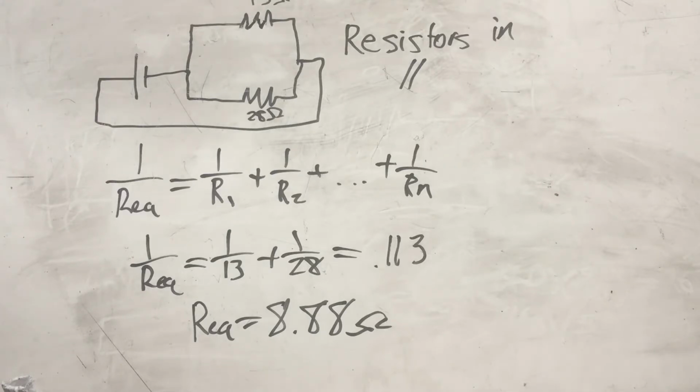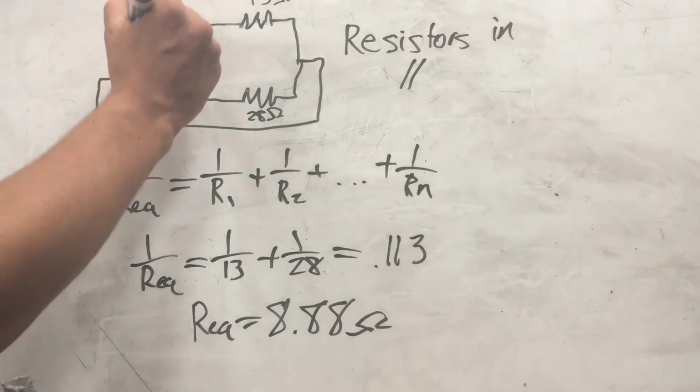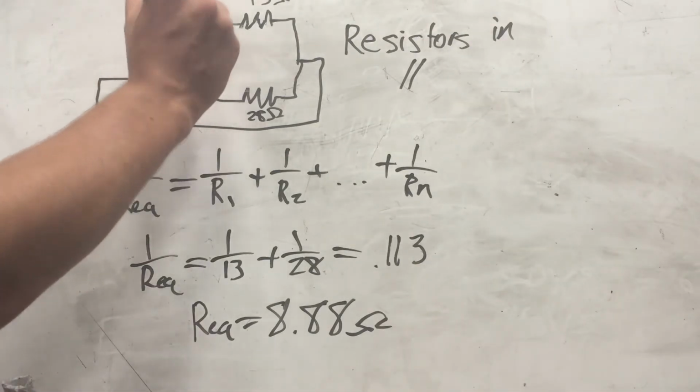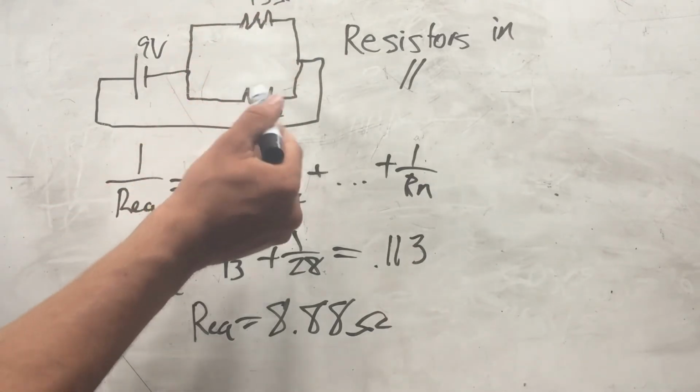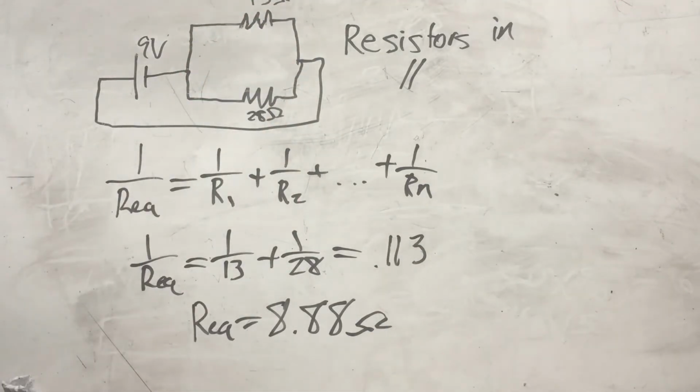For resistors in parallel, the voltage drop across each resistor is the same and equal to the voltage drop across its equivalent resistor. So for example, if this battery was 9 volts, then the voltage drop across both this resistor and this resistor would be 9 volts.